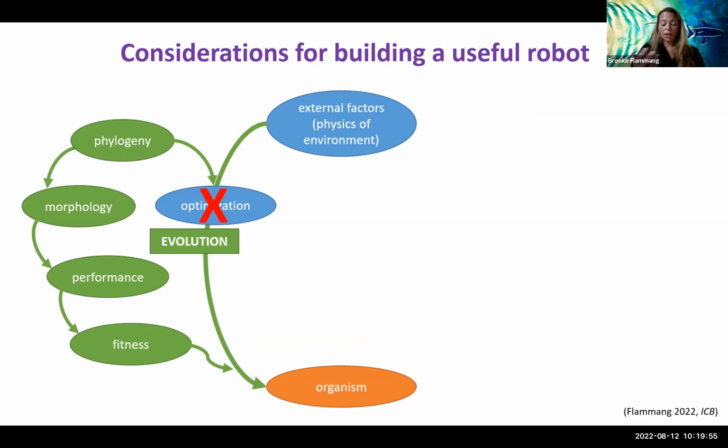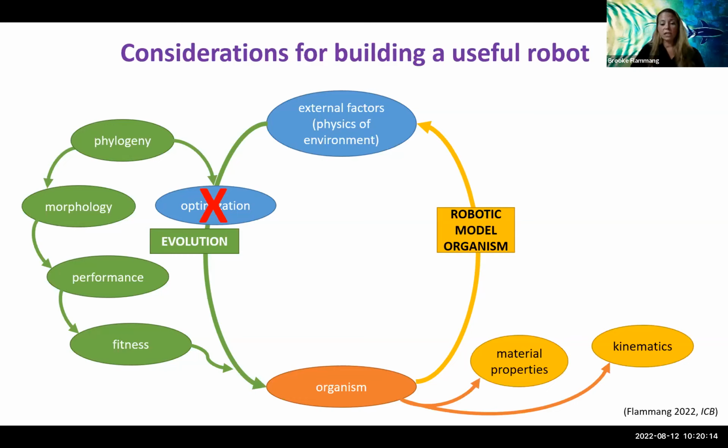So knowing that, we can consider those things when we actually go to build a robotic model organism, and we build it for what it is and not for what we hope it would be, right? So we're really trying to understand the organism and create a system that we can use to then explore the actual organism and not an optimized version of it. That will come later. So we need to understand things like the material properties of the biological structures within that organism and the kinematics of how the organism moves. We can use those things together in order to validate our robotic system.